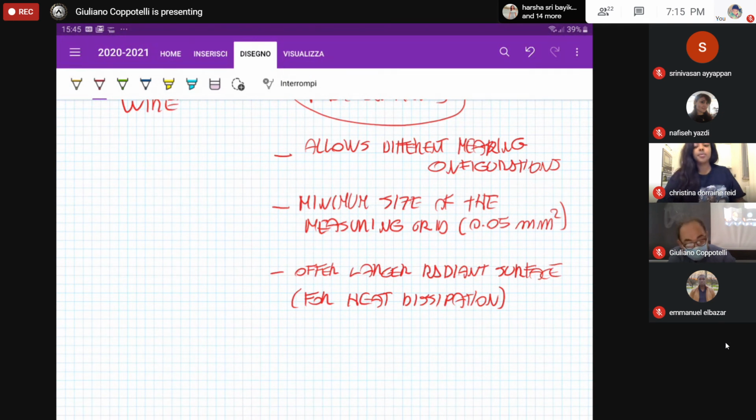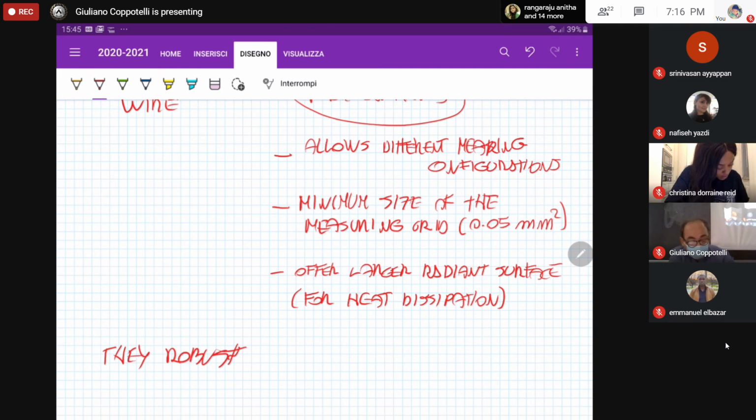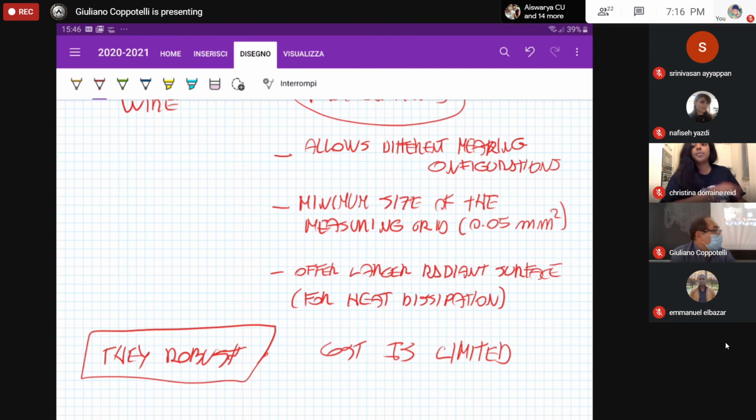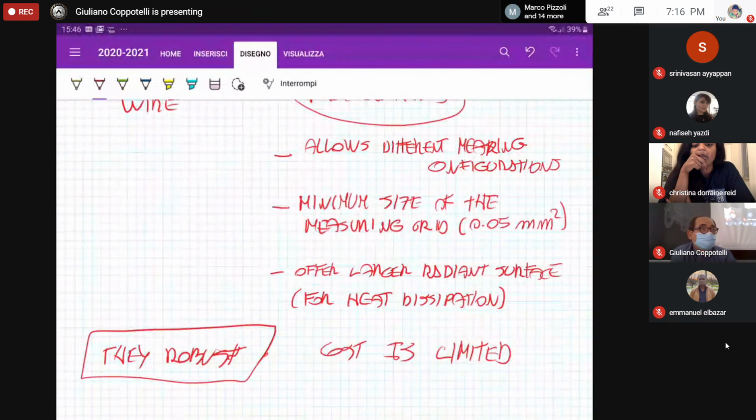Generally speaking, they are robust. We can use them many times, and the cost is very limited. So just to give you an idea, a pack of about 10 strain gauges costs about, let's say, 150 euros to me. Maybe double for you, but that's okay.